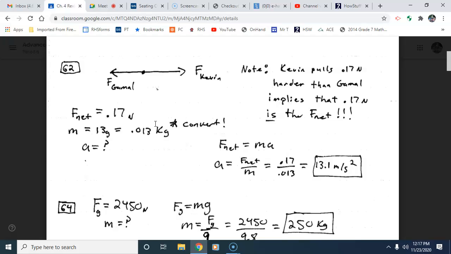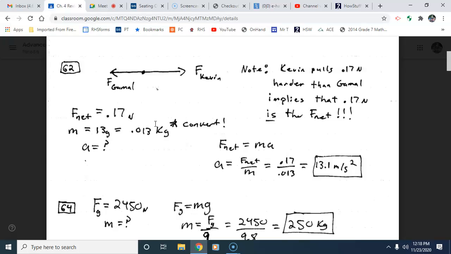So let's check out 62. It says, after Thanksgiving, Kevin and Gamal use a turkey's wishbone to make a wish. If Kevin pulls on it with a force of 0.17 newtons larger than Gamal in the opposite direction, and the wishbone has a mass of 13 grams, what's the wishbone's initial acceleration when this occurs?